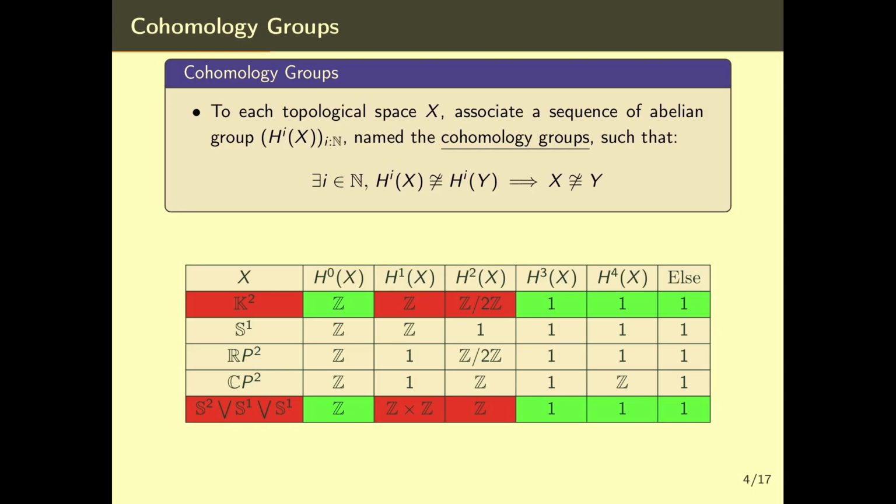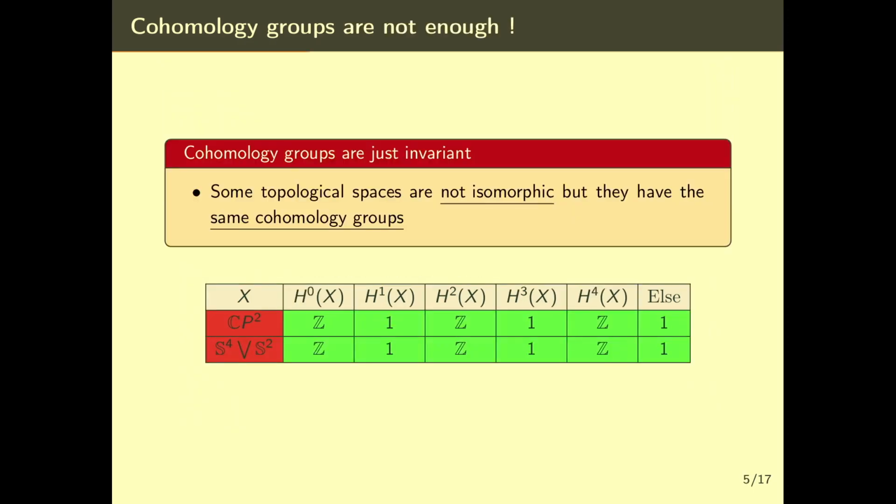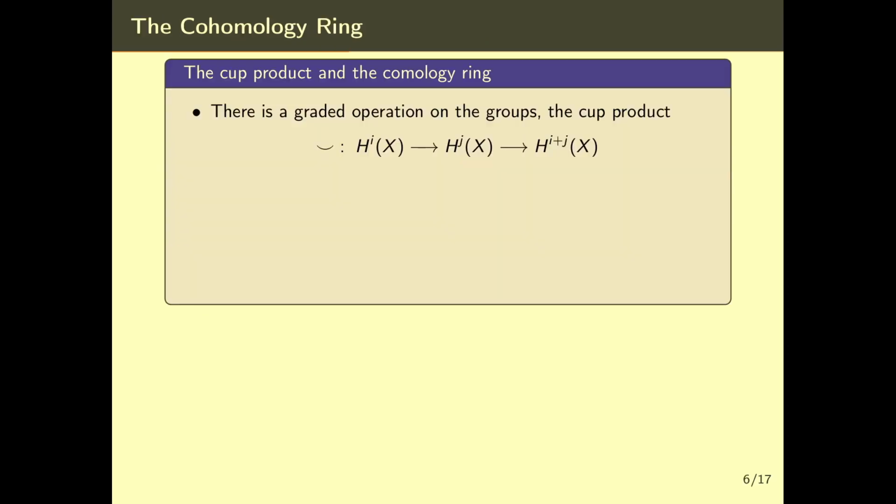But are cohomology groups enough? Well, they are not. You have some spaces that are not isomorphic, but have the same cohomology groups. For instance, you can see CP2 and S4 wedge S2 that have the same cohomology groups but are not isomorphic. And so what can we do?